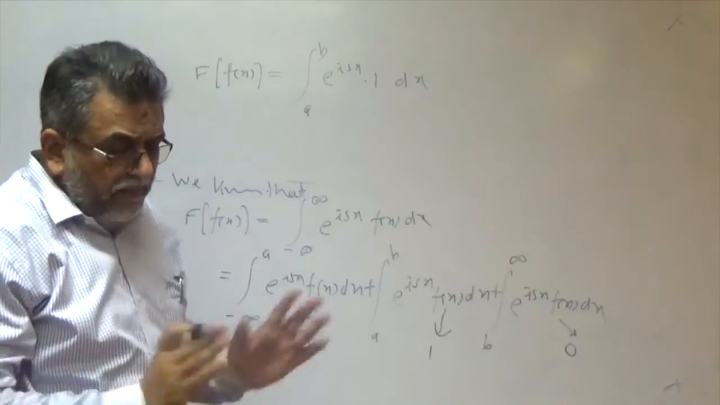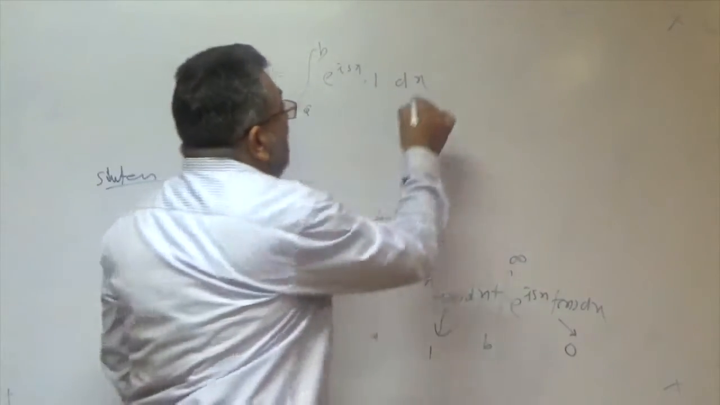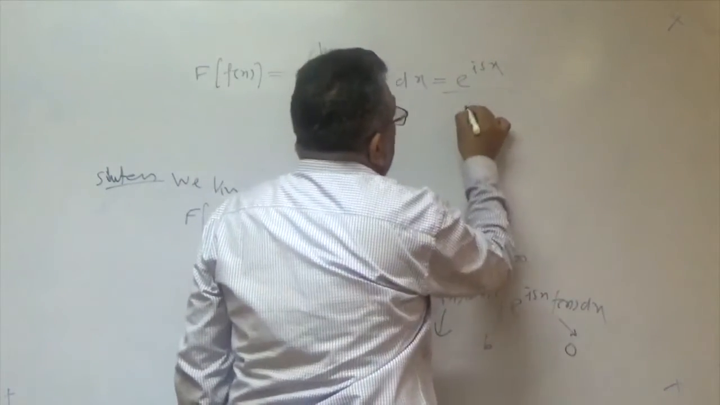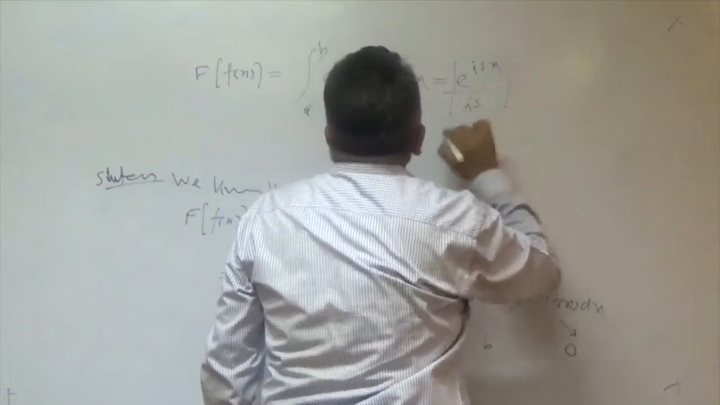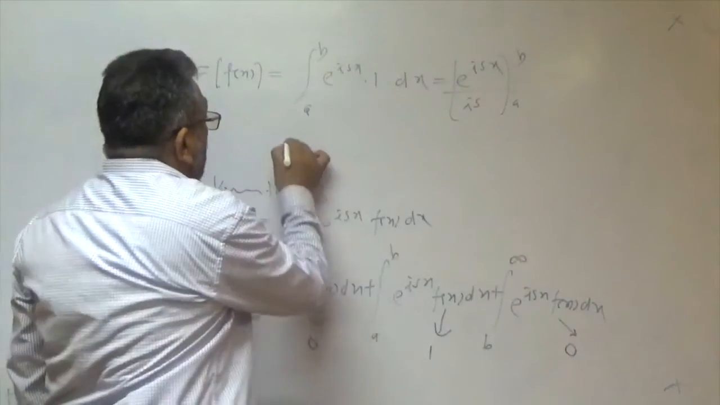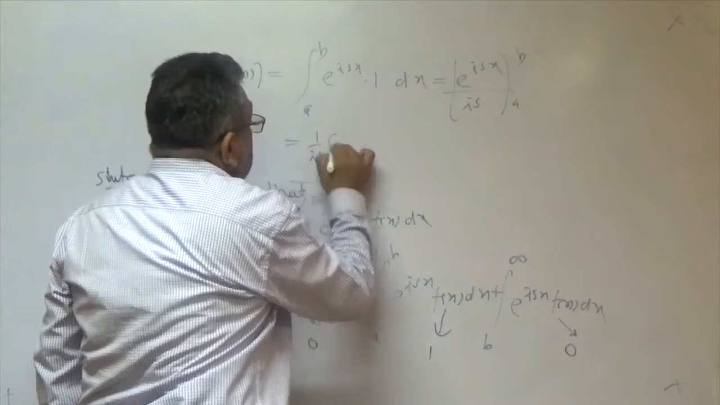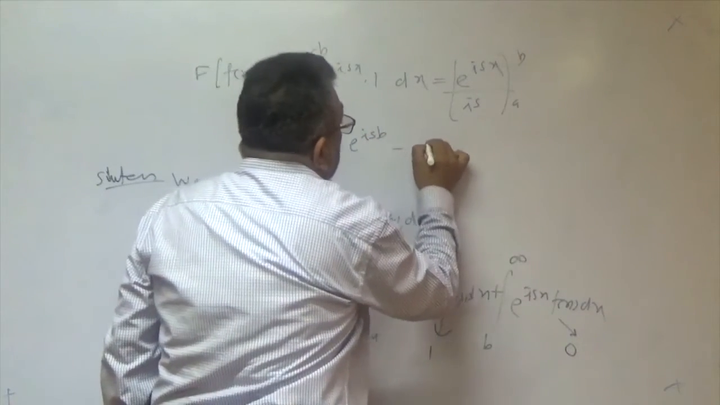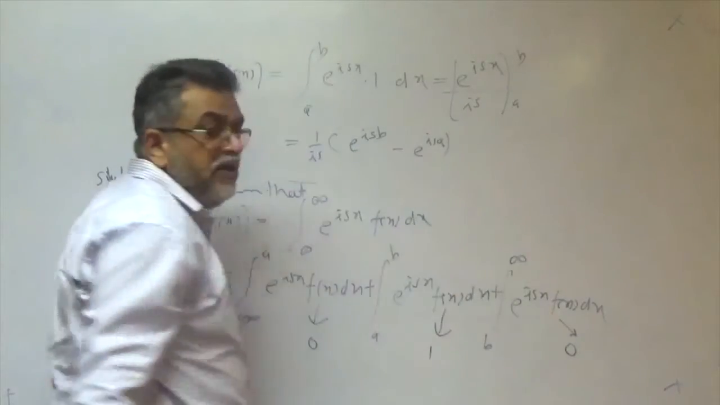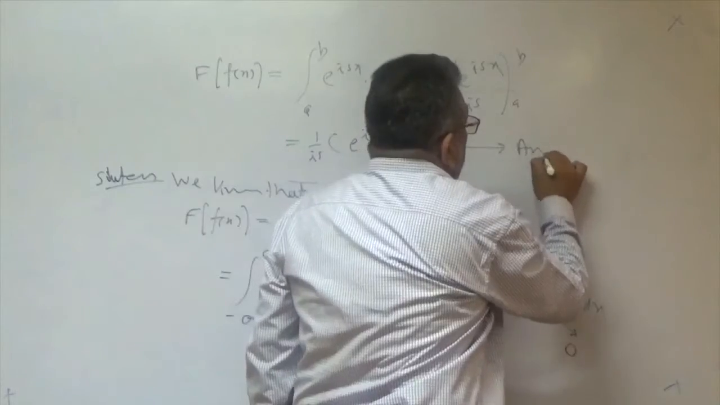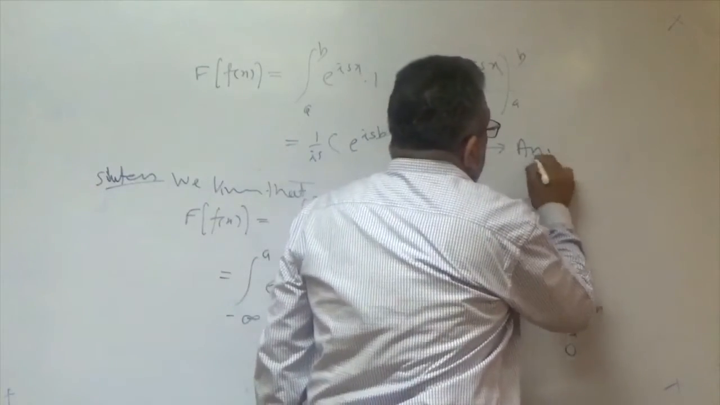Now, this is a simple definite integral. Integrate this: you know that the integration of e to the power isx is e to the power isx upon is, with limits a to b. Now, substitute the upper and lower limits: this is 1 upon is, that is e to the power isb minus e to the power isa. This is your final answer. This is the value of the Fourier transform of the given function.